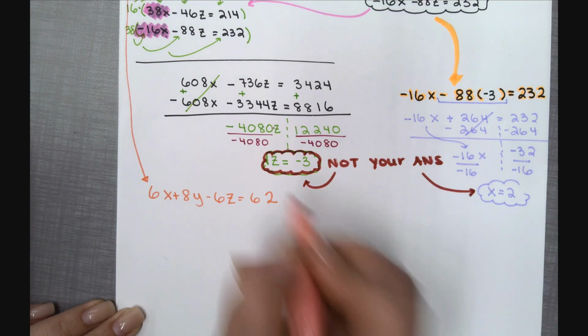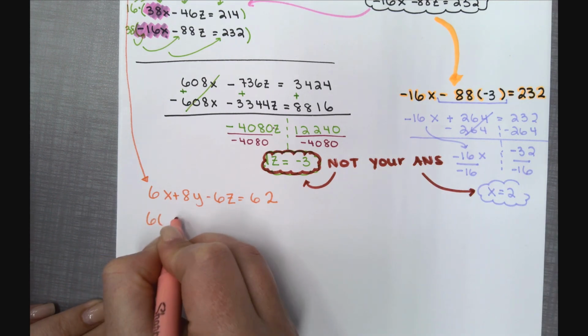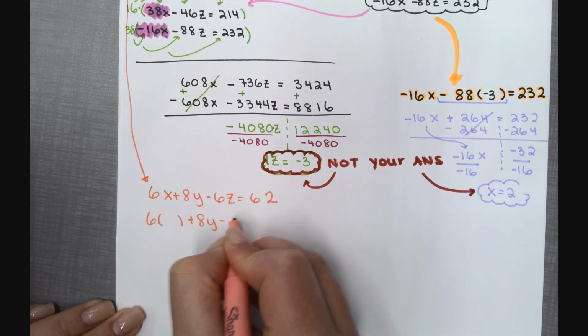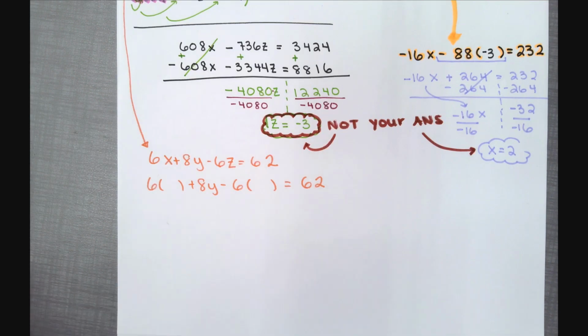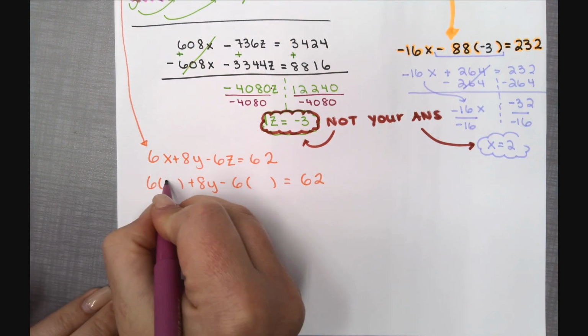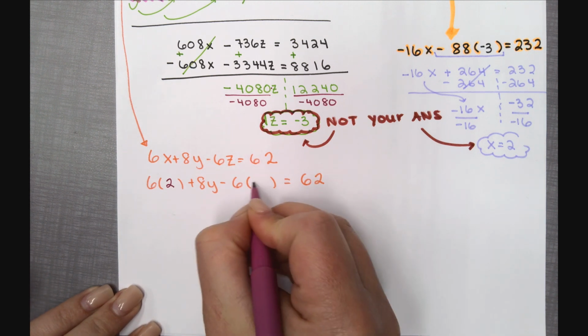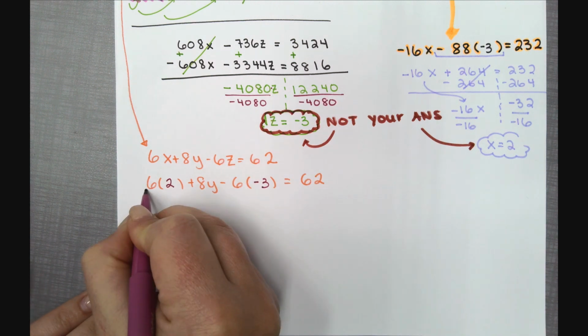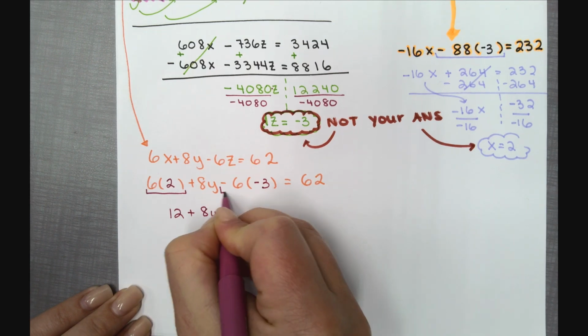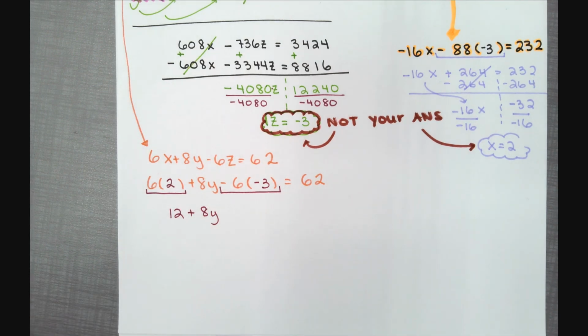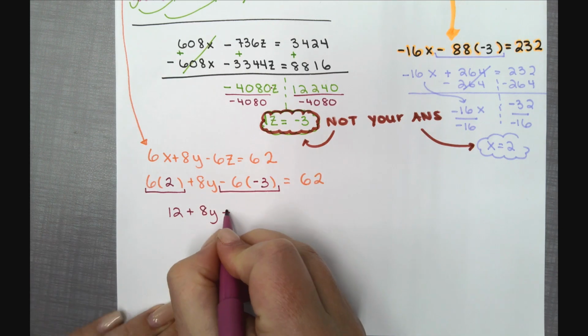I do have an x value and I do have a z value. So open up for x, open up for z. We're going to put in our x value of 2 and our z value of negative 3. We get 6 times 2, which is 12. Here you have to be careful because you have a negative 6 times a negative 3, which is a positive 18.